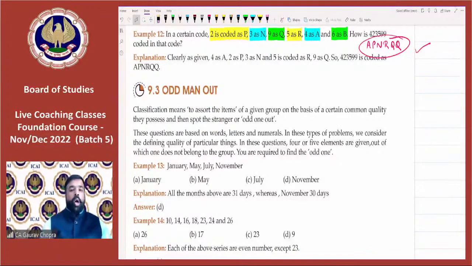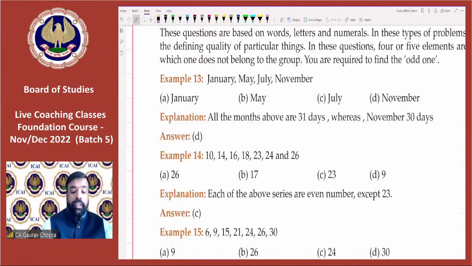Then the next one, odd man out. Now this time, all the options will be given. We have to find which number, which word, which letter is the odd one out. We have to pick the odd ones. So January, May, July, and November. In example number 13, January has 31 days. May has 31 days. July also 31 days, but November has 30 days. That is why November is the odd one out. So we will select option number D. Okay.